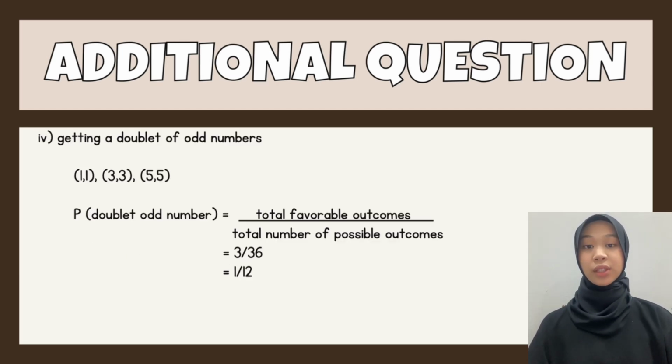For the last question, what is the probability of getting a doublet of odd numbers? I list all the favorable outcomes of a doublet of odd numbers, which are 1,1, 3,3, and 5,5. I use the same formula, total favorable outcomes over total number of possible outcomes. And the probability that I got for a doublet of odd numbers is 1/12.